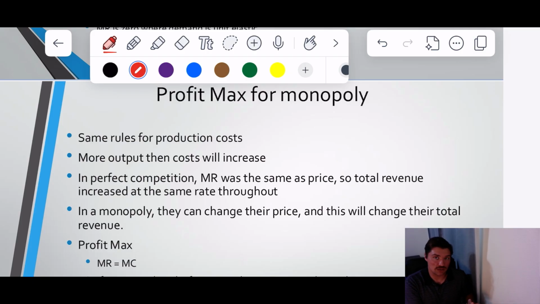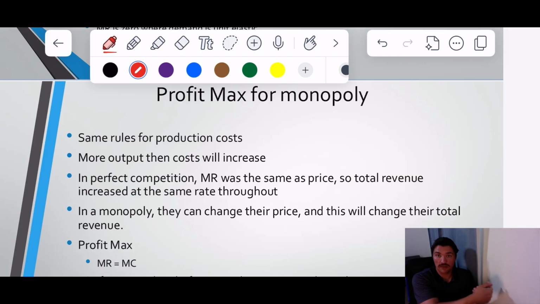They will have diminishing marginal productivity, so the costs are going to be decreasing and then increasing. That we still have. More output, costs will increase. Now, in perfect competition, we saw that the marginal revenue was the same as the price because the price stayed the same for the firm. Whatever the market was charging, that's what the firm was charging. So we couldn't change price. So therefore, every time we sold something, the marginal revenue was the same. So the total revenue increased at the same rate throughout.